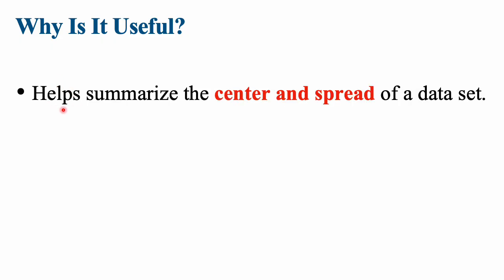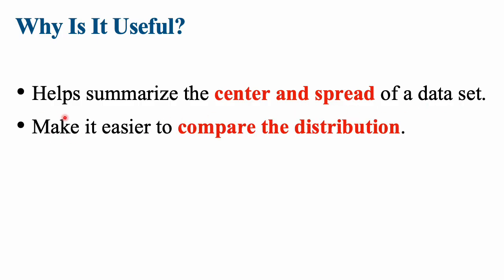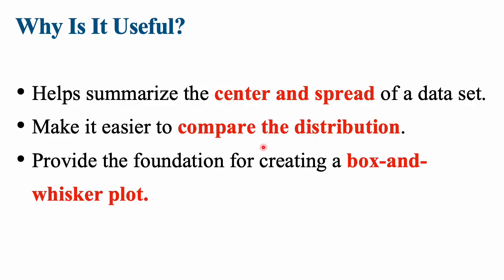Why is this 5 number summary useful, guys? First, it helps summarize the center and spread of a data set. Second, it makes it easier to compare distributions. That's very helpful. Third, it provides the foundation for creating a box and whisker plot visualization. That's how the 5 number summary helps us visualize the data set.